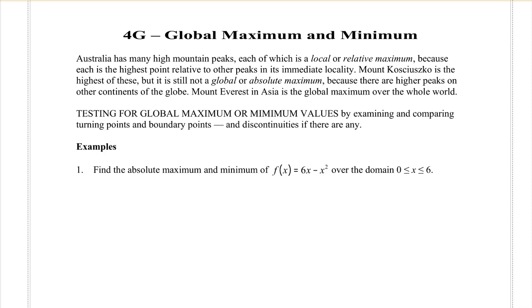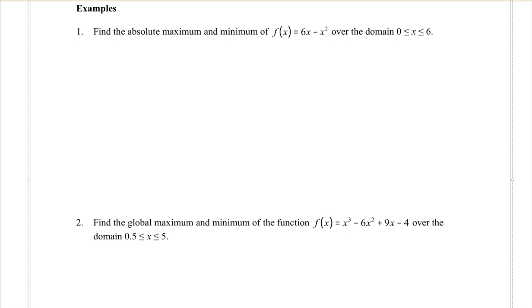Example number 1. Find the absolute maximum and minimum of f of x equals 6x minus x squared over the domain between x equals 0 and x equals 6. Oh, there's 2 questions, sorry. We are doing 2. I thought it was only 1. Okay, so to find the absolute maximum, I'm going to have to find the zeros and the turning point. What kind of equation is that one there? It's a parabola. So I can even avoid the whole calculus and differentiation part if I know the curve well enough. So let's just do this by factorising.